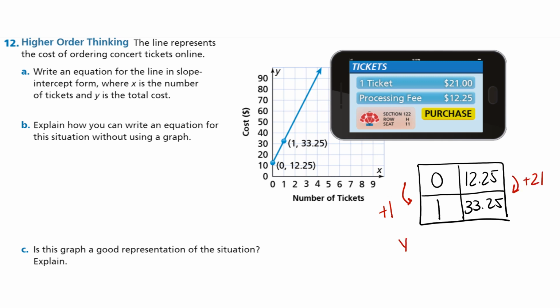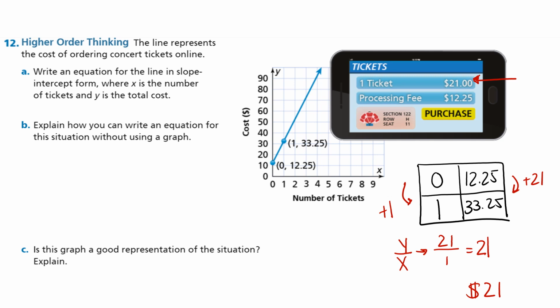We set it up as a fraction, y over x. 21 divided by 1 is 21. So it is going to cost $21 to buy a ticket, which is why it says up here in the little image, 1 ticket costs $21.